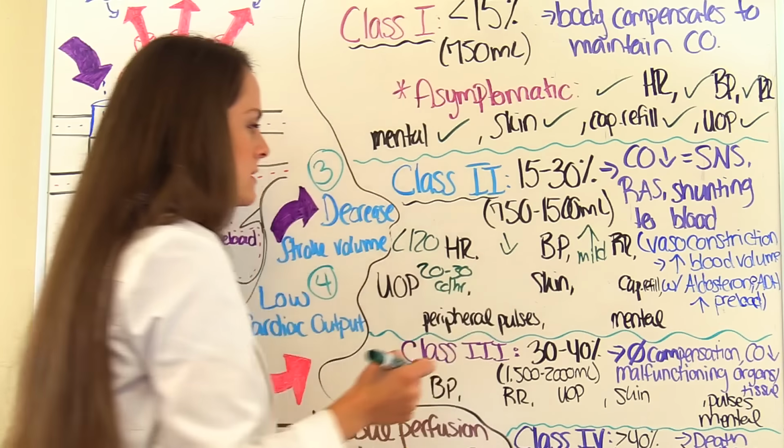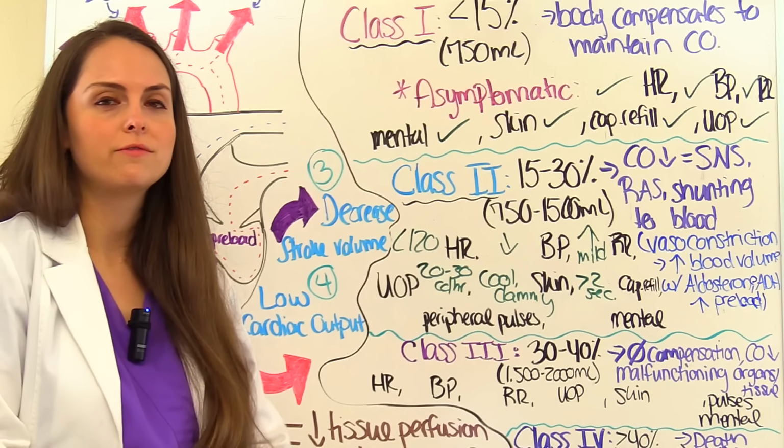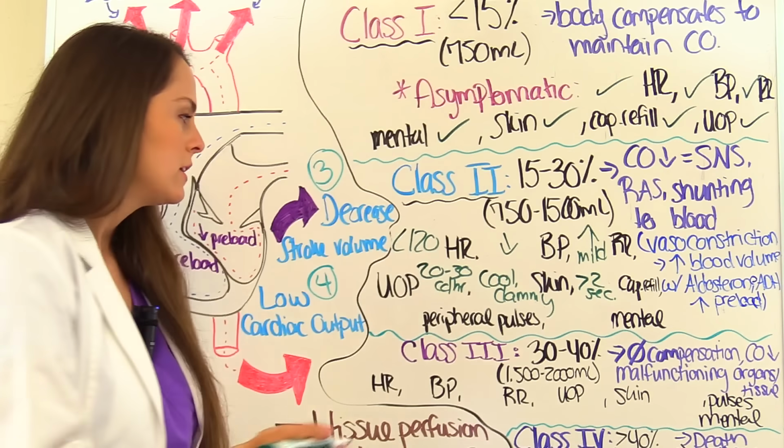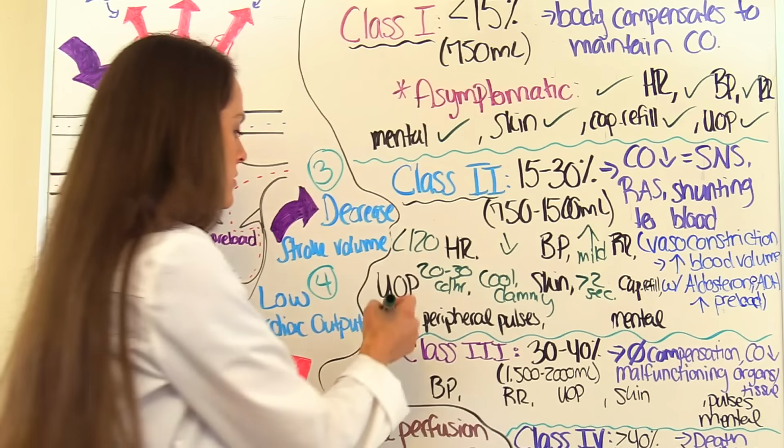Skin. Now, we're diverting blood away from non-vital organs. The skin is one of them. So instead of our skin being warm and flush, it's going to be cool and clammy from where blood is being diverted. Capillary refill, the same concept there. Instead of being less than 2 seconds, it's going to be increased, so greater than 2 seconds. Peripheral pulses, because we're shifting blood away from those extremities, they're going to start becoming diminished in how we feel them. And mental status, instead of just being normal or maybe just a little bit anxious, they're going to start to have some mild anxiety going on.